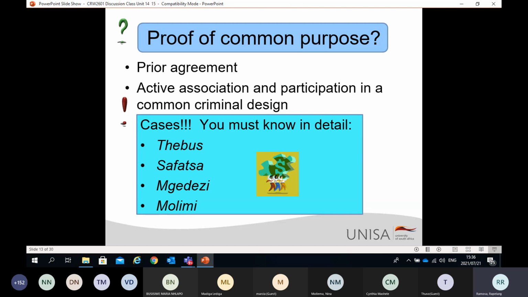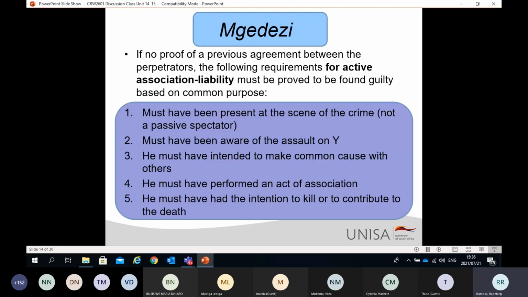And so in relation to one of the accused, number 6, we then had these particular principles that came out and were established from Mgedezi. If there's no proof of a previous agreement between the perpetrators, the following requirements for active association liability must be proved for a particular accused to be found guilty based on common purpose. He must have been present at the scene of the crime and must not have been a passive spectator. He must have been aware of the assault on the victim that was taking place.